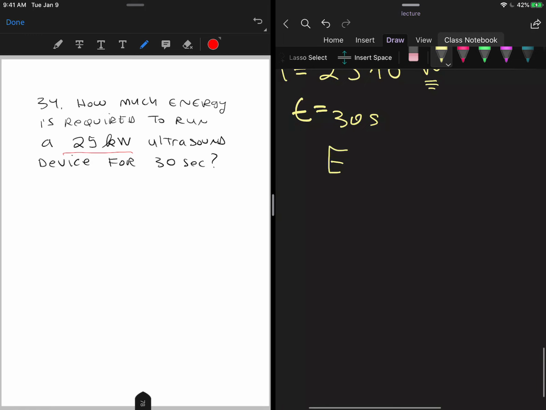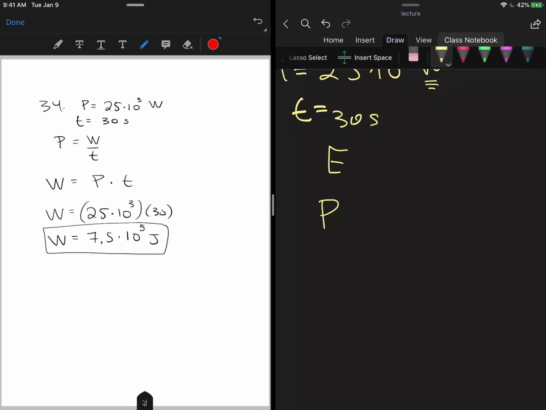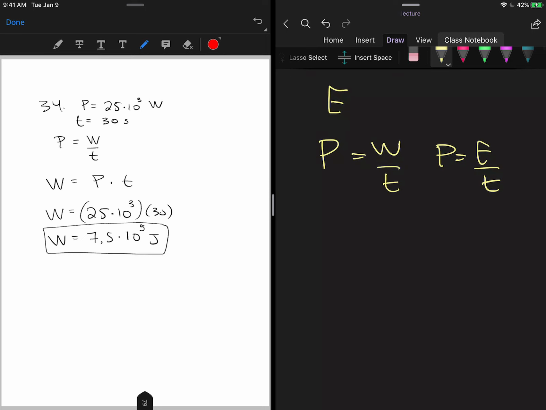So the basic equation for this one is power is going to equal work divided by time, but essentially here work is the same as energy. So we can just rewrite this as power equals the energy divided by time. So let's just use this one then. So we're trying to find the energy or the work. So if we multiply both sides by t, the t's cancel here, and you get that the energy is going to be the power multiplied by the time.